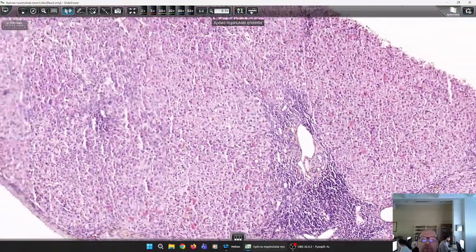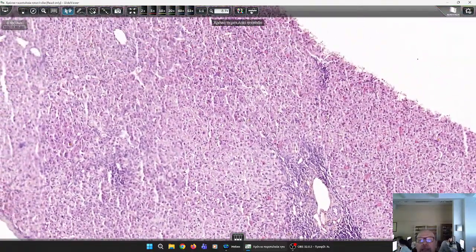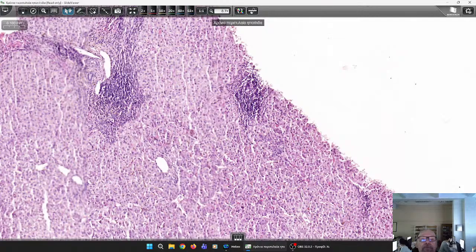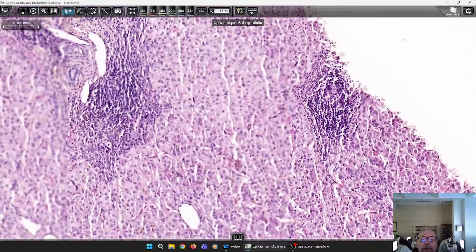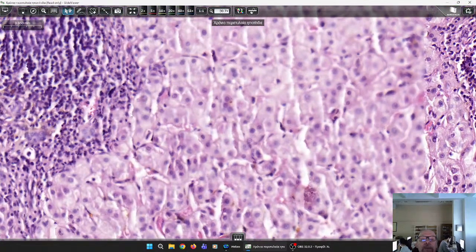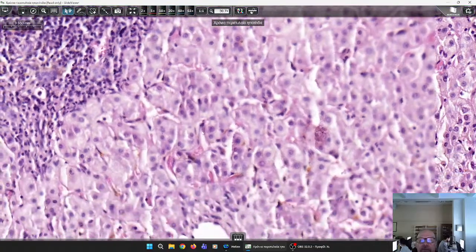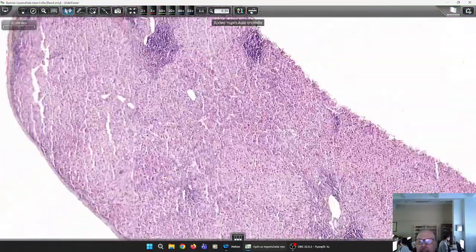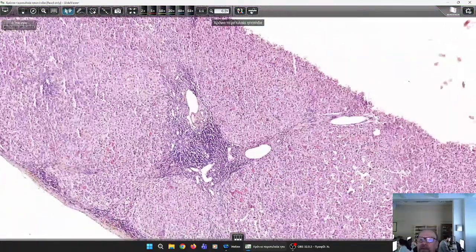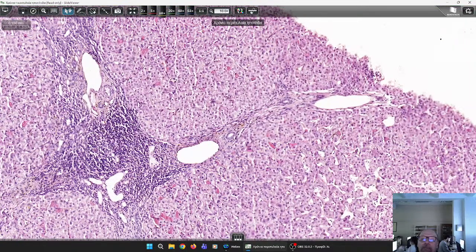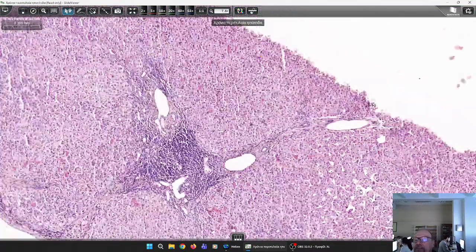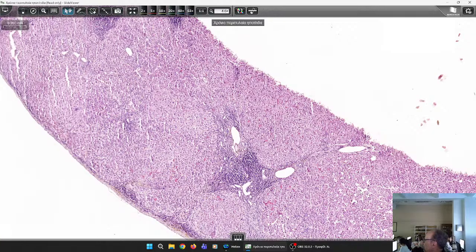It's some sort of chronic active type of inflammation. Let's have a look here. They are closely related to zone 1. And furthermore, you can see that there is some sort of fibrous tissue septa joining portal tracts, possibly. Yeah, portal tracts. And this might also mean that we are in a pre-cirrhotic stage.